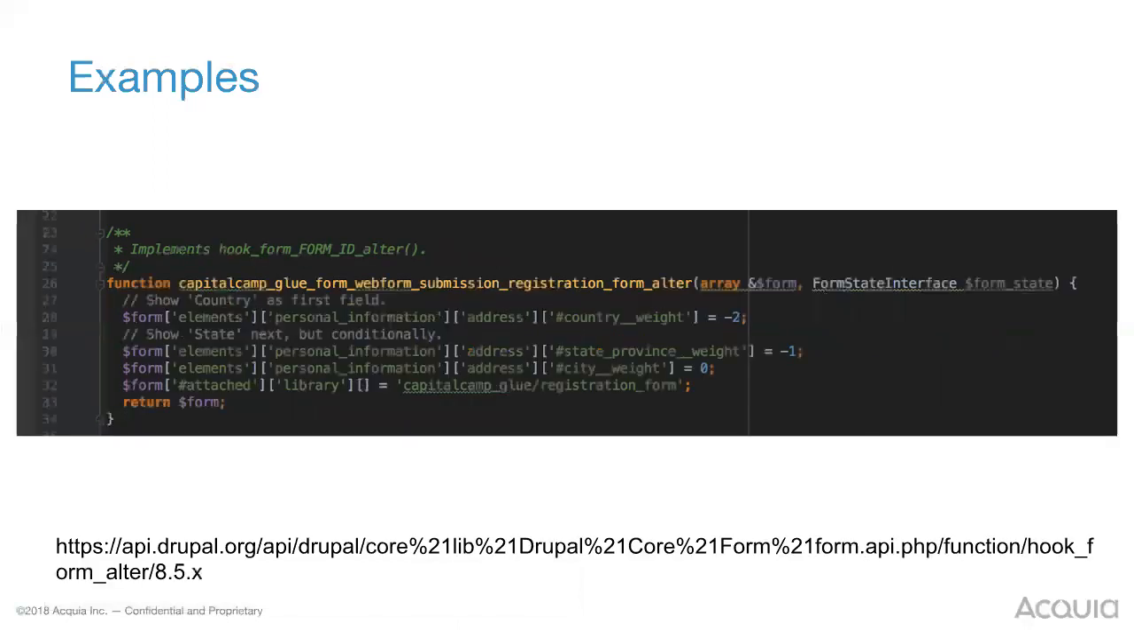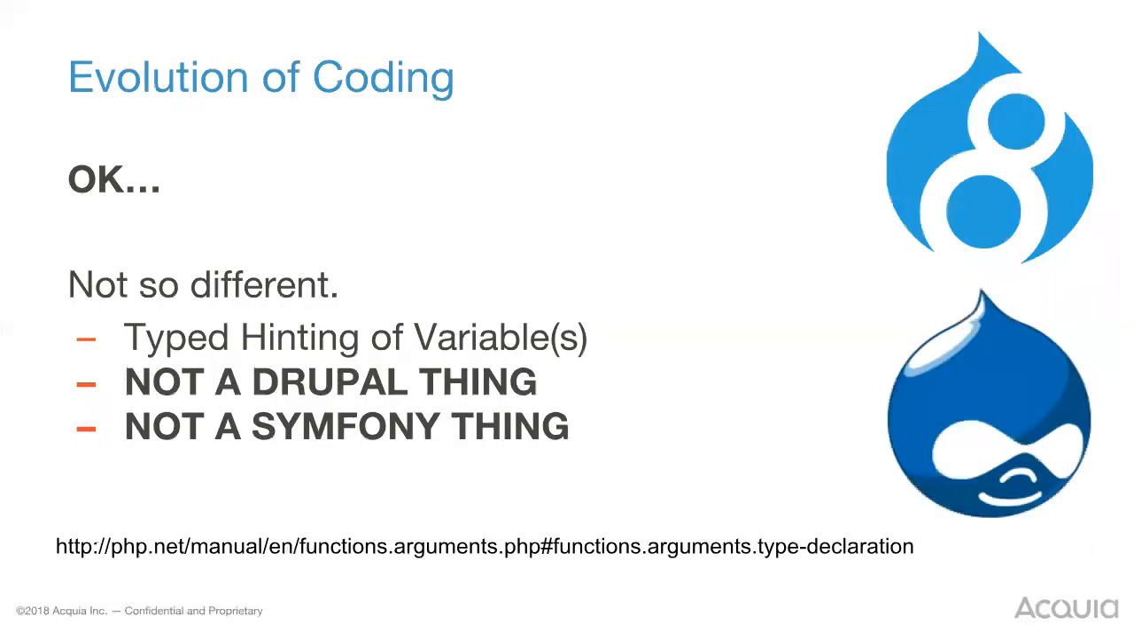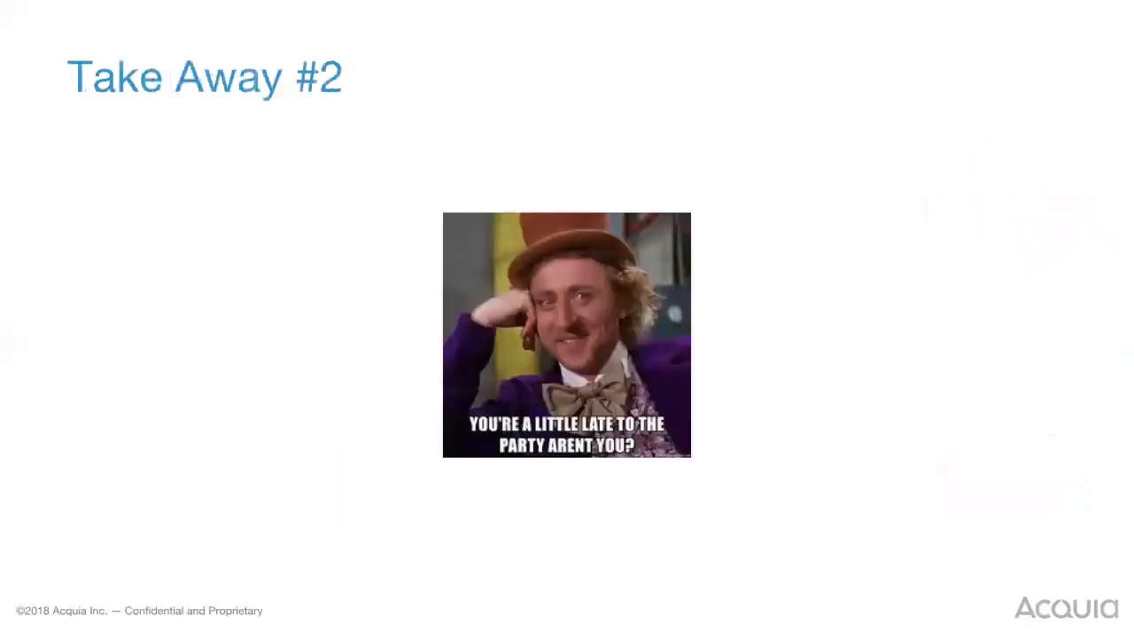If we look at a Drupal 8 form alter, this is actually not that different, right? There's literally two differences here. We're type hinting that form is an array, and we're type hinting that form state is an instance of a form state interface class. So back and forth between a Drupal 7 hook form alter and a Drupal 8 hook form alter, there's really not much different. And I'll let you in on a little hint. This isn't a Drupal change. This is a PHP change. So we're not saying that Drupal is now requiring this. It's just we're following better practices.